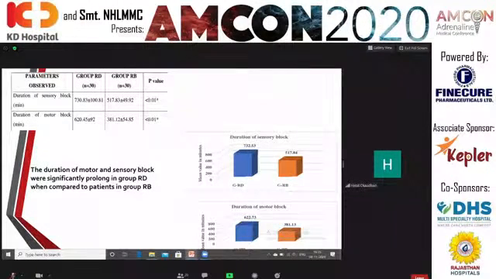The duration of motor and sensory block was significantly prolonged in group RD when compared to the patients in group RB.